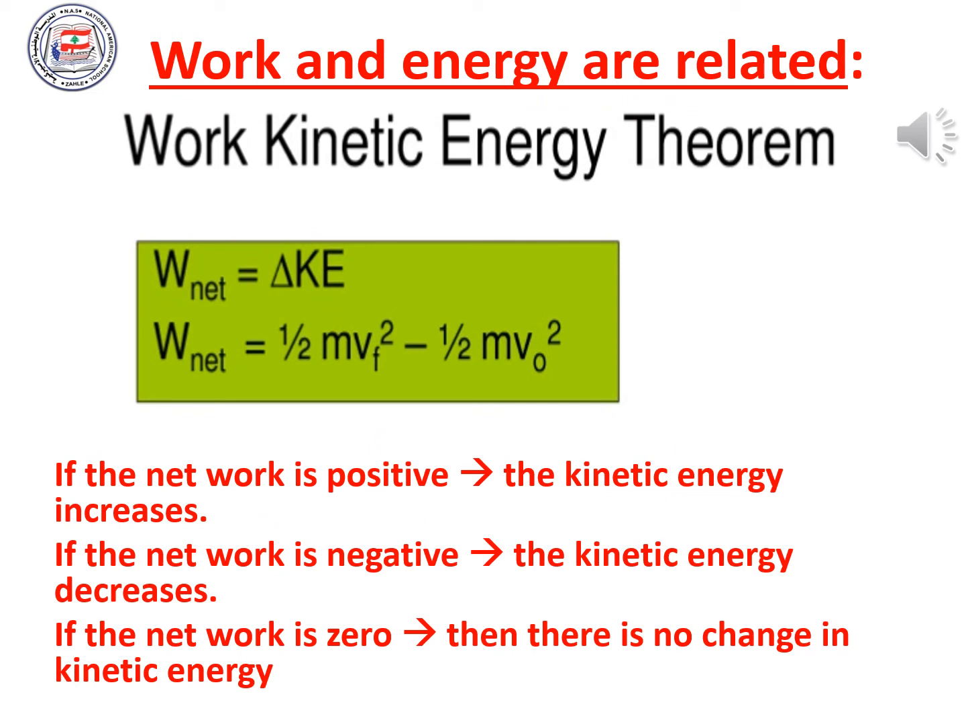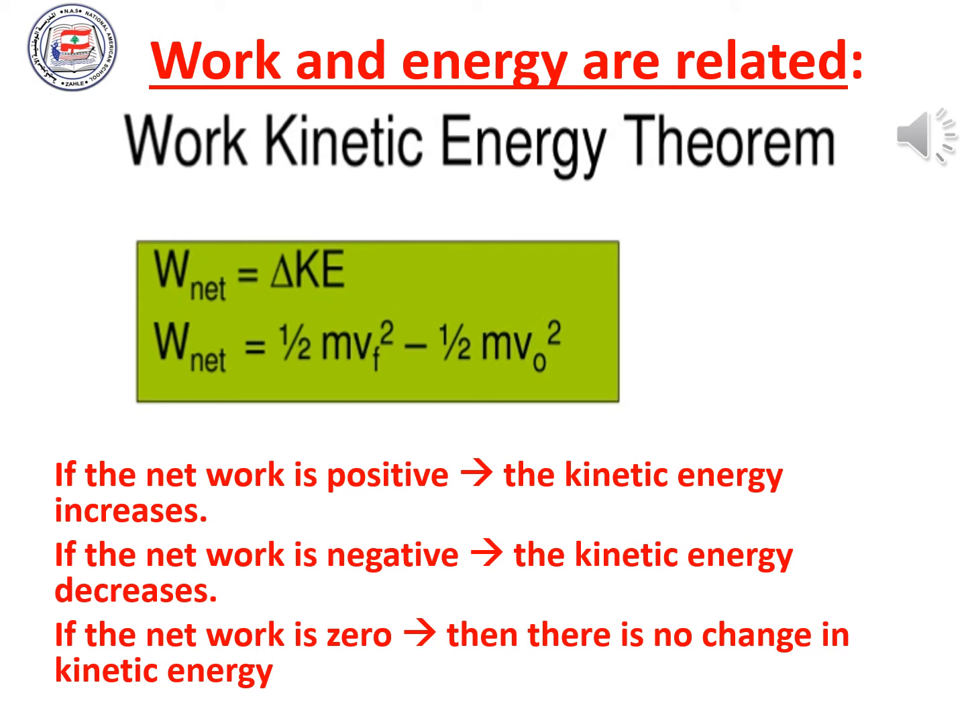So the work-kinetic energy theorem shows the relationship between the total work done on an object and the kinetic energy of the object. So the net work, or the total work done on an object, is equal to the change in the object's kinetic energy. So the final kinetic energy of the object minus the initial kinetic energy of the object.